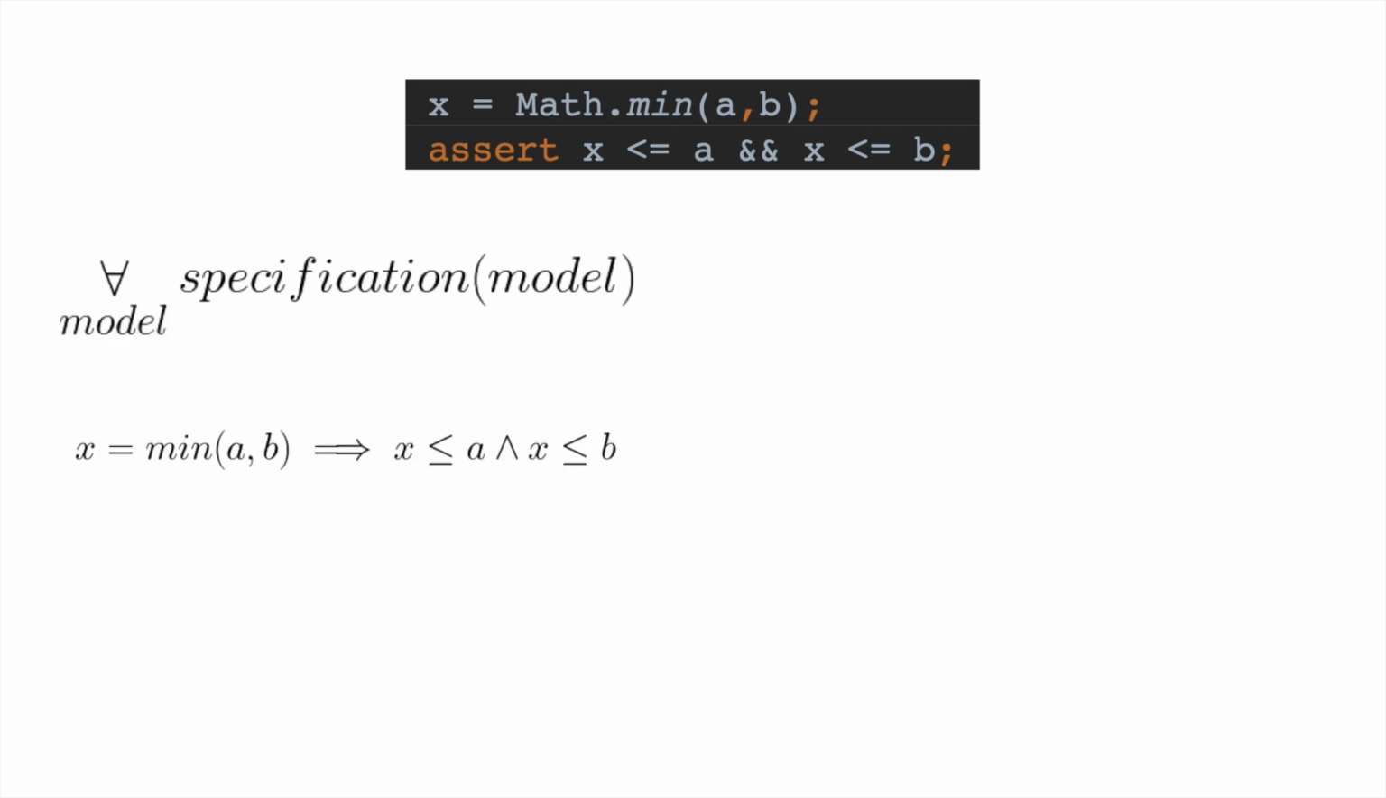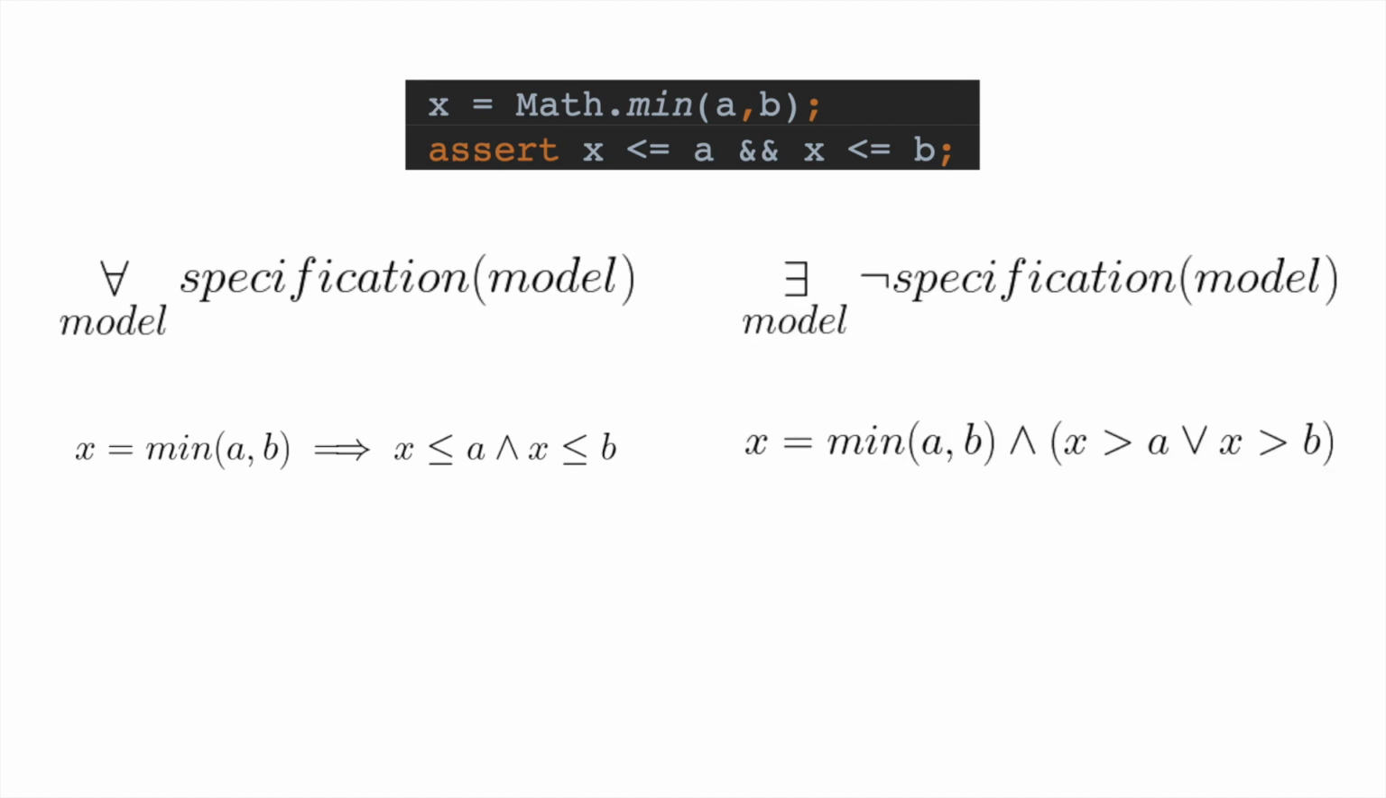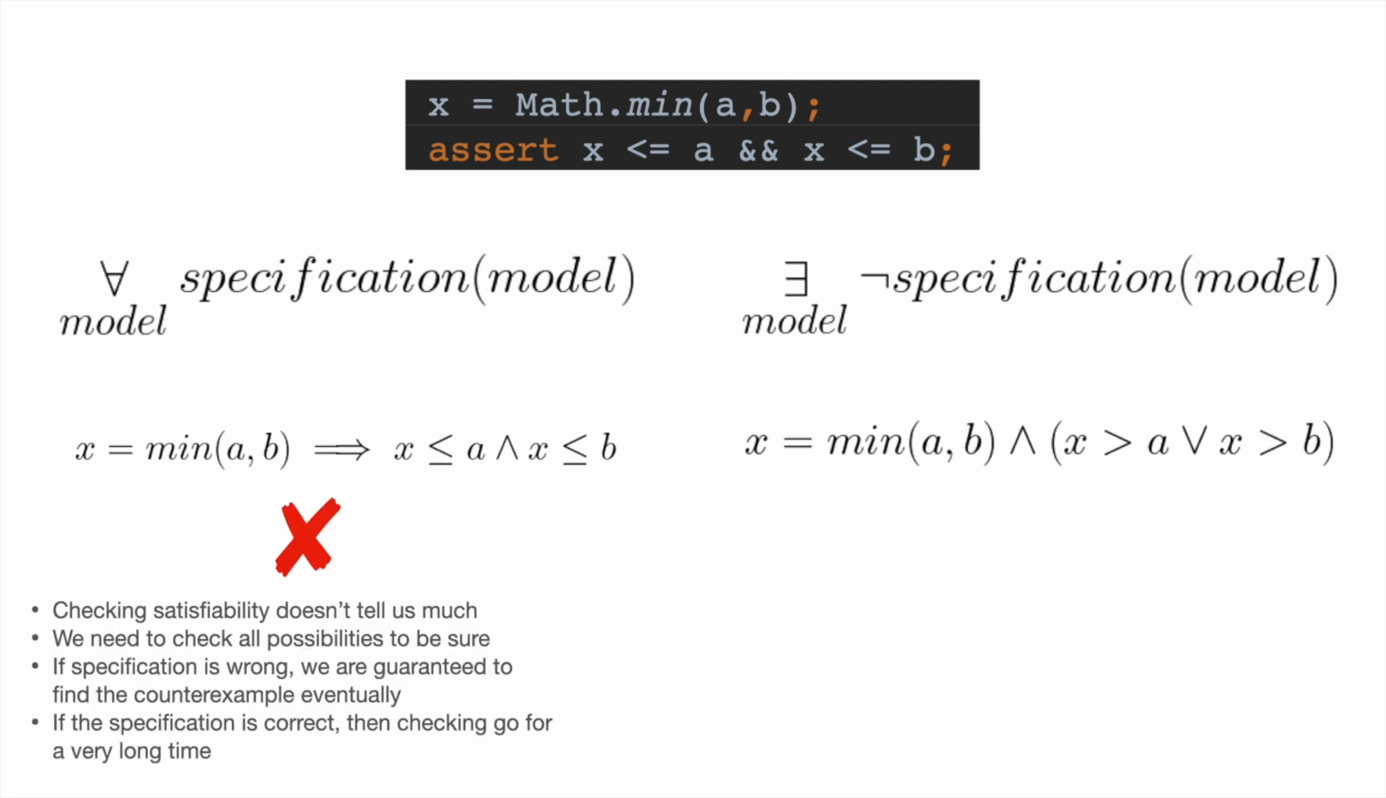Should we assume that it's true and try to prove it for all possible cases? Or should we rather assume that it's wrong and try to find at least one invalid case? Generally, the latter option is what all SMT solvers go for. Just think about it. Would you rather know that the specification is correct or incorrect? If you decide to check the validity of all models, then you will get results every time there is a mistake. But if the specification is correct, then checking might take a very long time.